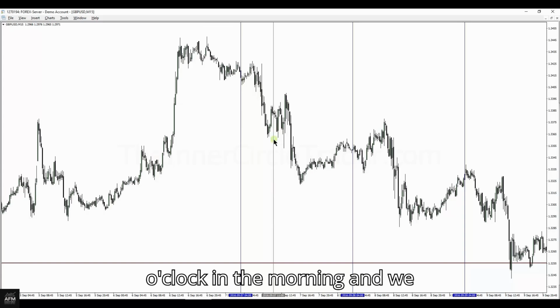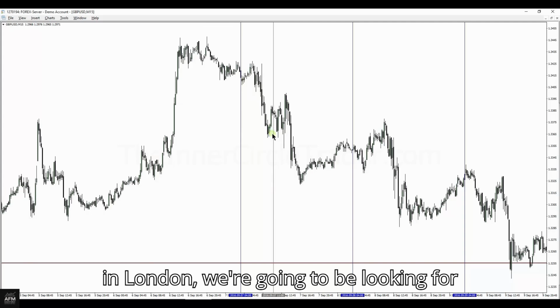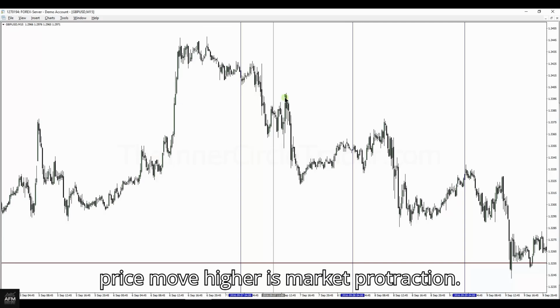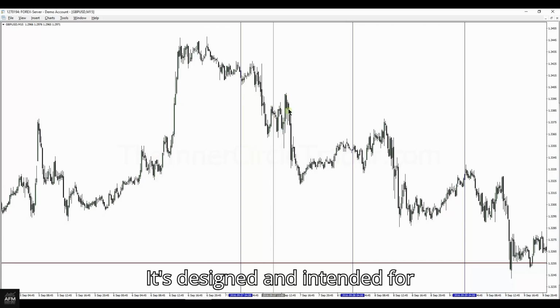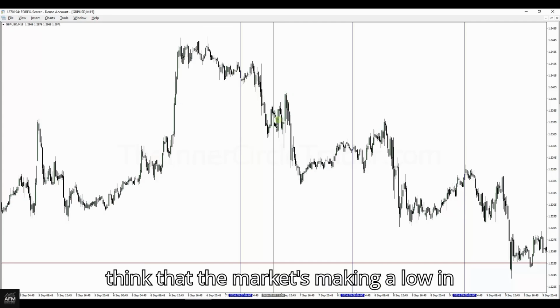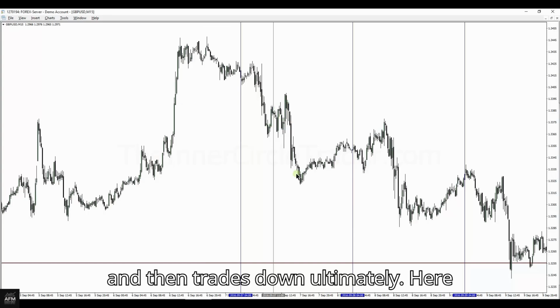The second impulsive price swing starts in New York. We delineate 7 o'clock in the morning, and we anticipate if the market has moved lower in London, we're going to be looking for a retracement higher. That impulsive price move higher is market protraction. It's designed and intended for manipulation only. It's to get traders to think that the market's making a low in this case. It rallies up and then trades down ultimately.